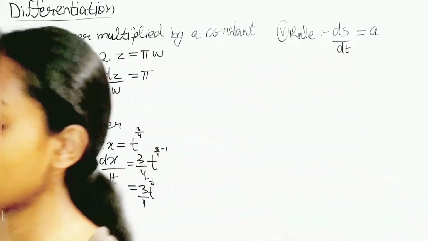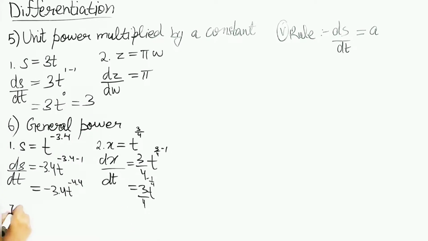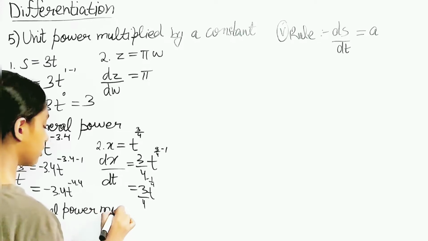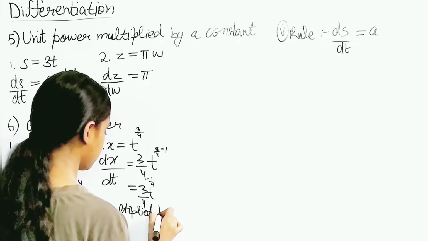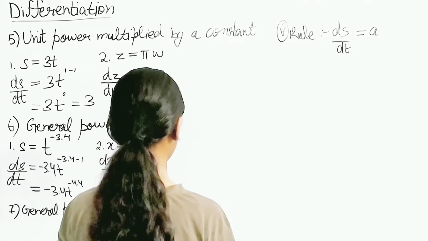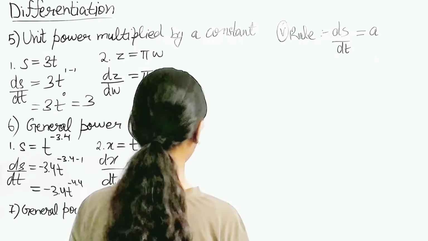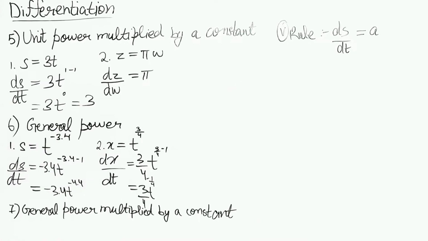Okay. So let's move on to our seventh one. Seventh one, which is going to be general part multiplied by a constant. By a constant. Okay, so this is what we're having as the condition in the first one.